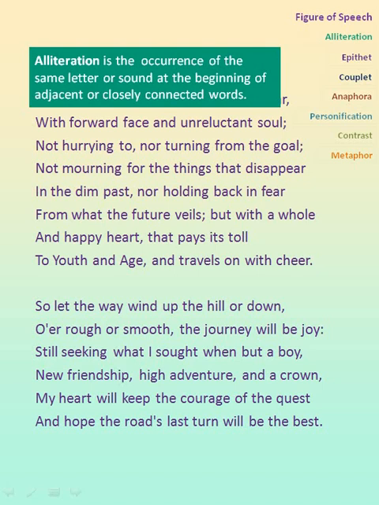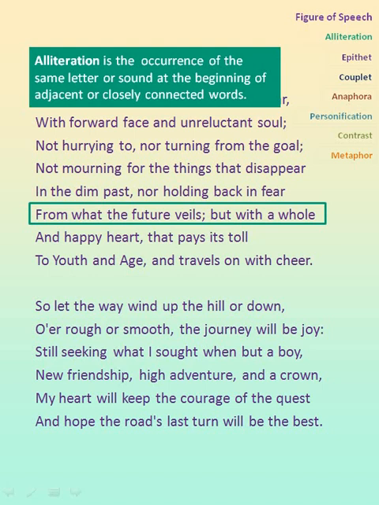Alliteration. Alliteration is the occurrence of the same letter or sound at the beginning of adjacent or closely connected words. Let us see in which lines alliteration is used. In the first line, with forward face, forward and face both begin with the same consonant F. So the words are alliterated here. In the line, not mourning for the things that disappear, here things and that are alliterated. They both begin with the same sound, th, or we can say they both begin with the same alphabet, T. In the line, from what the future waits, but with the whole, from and future are alliterated words.